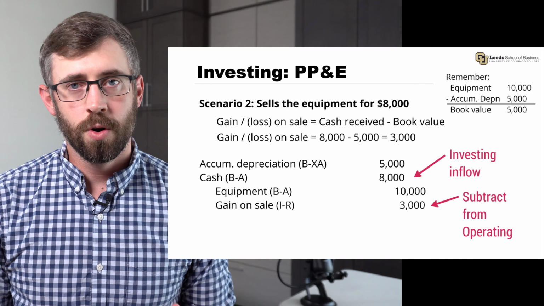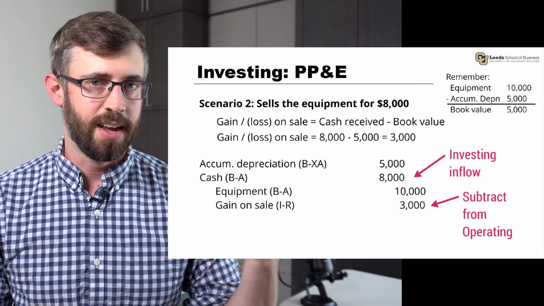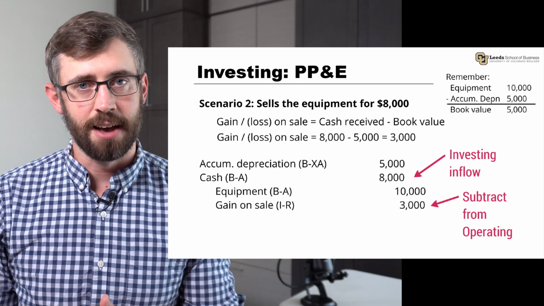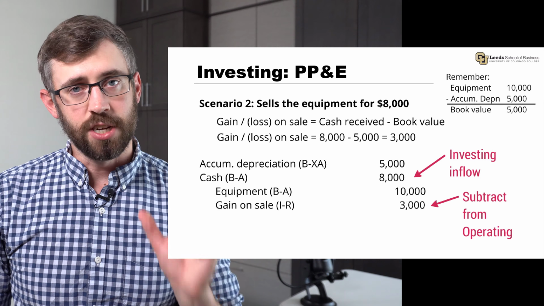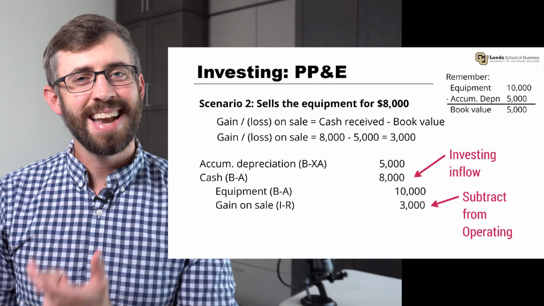So when we record this entry, we're bringing in $8,000. We still get rid of the old asset and its accumulated depreciation. And we record a credit to a gain of $3,000. That's going to increase our income. So the cash inflow of $8,000 still goes to the investing section. But now we have this gain.